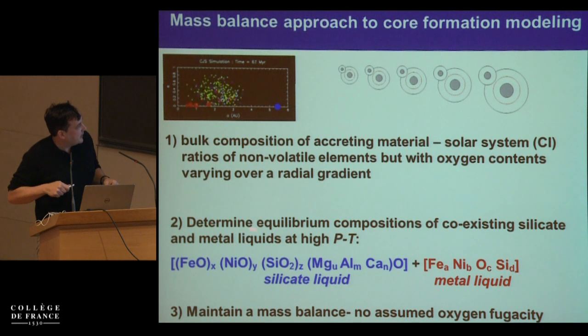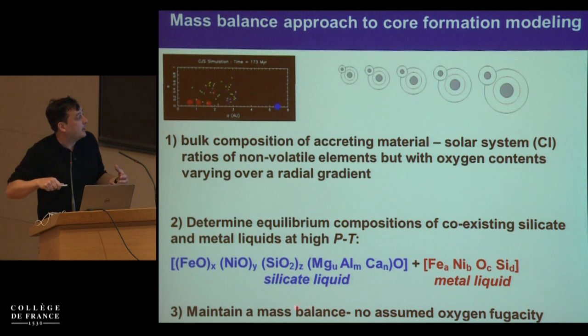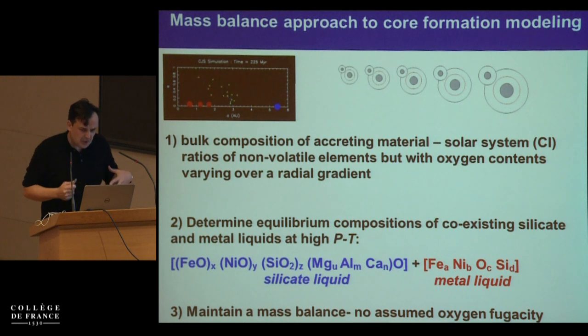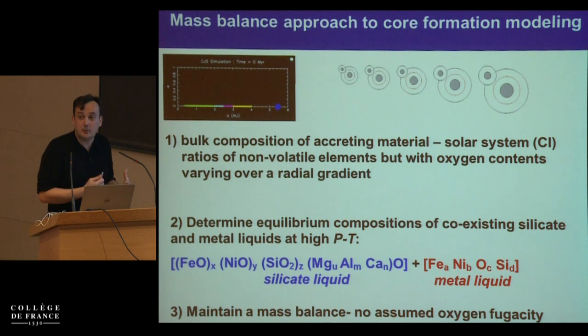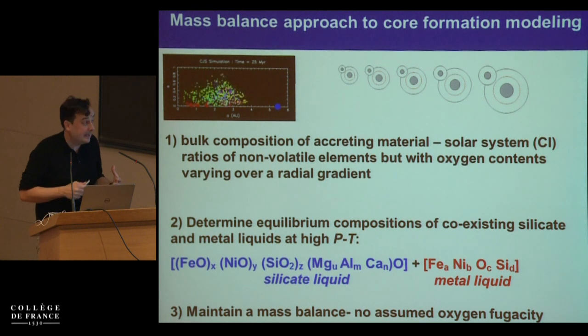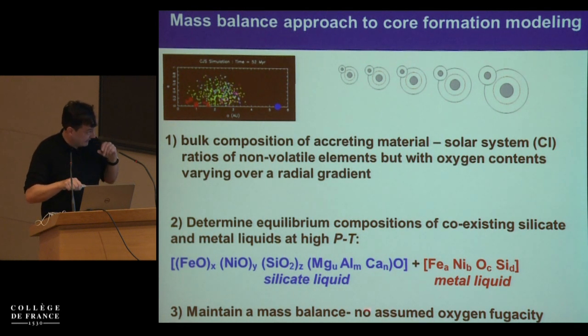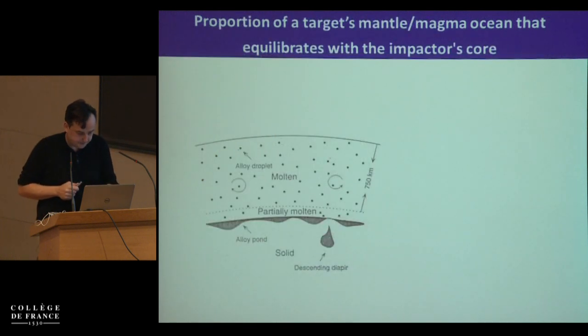So then what we do is, after each collision, we calculate the compositions of the Earth's mantle and also of the metallic liquid, and then we maintain a mass balance between the compositions which are making the silicate mantle and the compositions of the core. So we don't actually assign an oxygen fugacity to this process. We don't say this happens at this oxygen fugacity. We calculate what the oxygen fugacity is as a result, and it's completely constrained by the material which is accreting at that moment. And also, it's affected by the elements which are partitioning into the Earth's core.